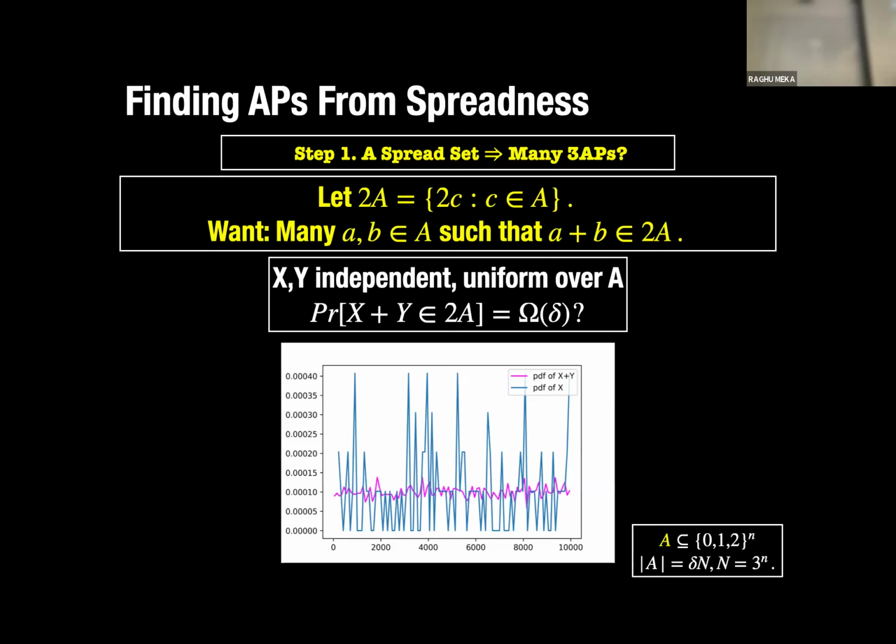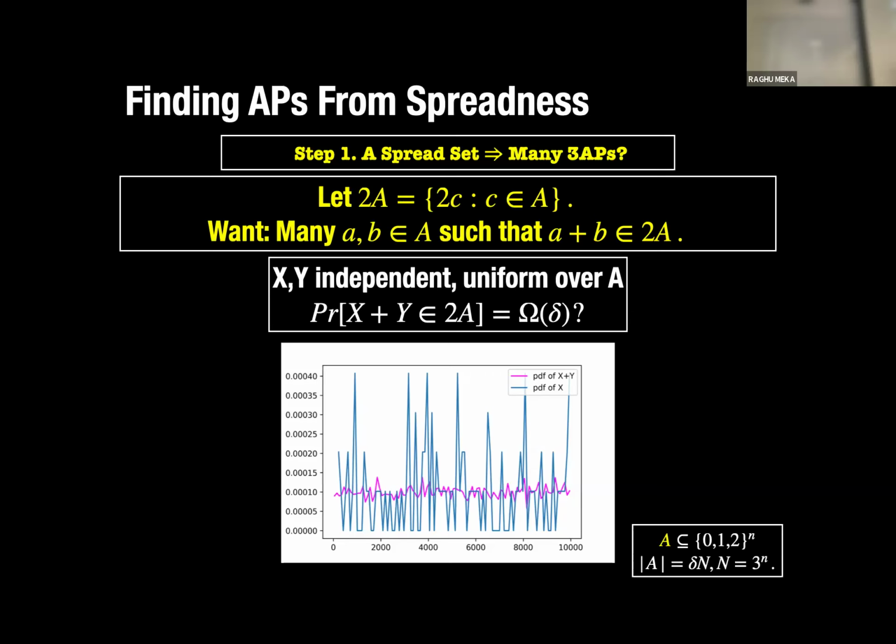It's a very discrete set. Its PDF is kind of spiky, not at all close to uniform. And the purple line is the PDF of X plus Y. You can see once I convolve, the PDF becomes very flat, almost uniform, right? If it was exactly uniform, I would get 0.001, that is 1 over 10,000, right? But as soon as I convolve the two things, I get a distribution which is very close to uniform.